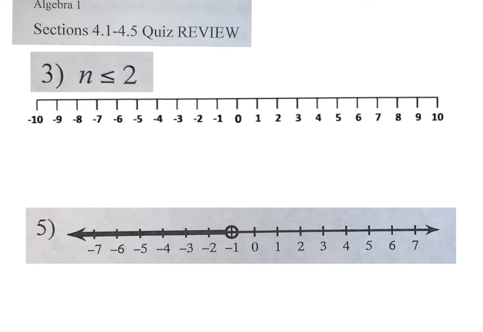I'm going to start at the 2. Because I have the or equal sign right here, I'm going to use a closed circle. So I'm going to go to 2 with a closed circle. And is that sign telling me that n is smaller than 2 or bigger than 2? Smaller, so I'm going to go to the side that is smaller.